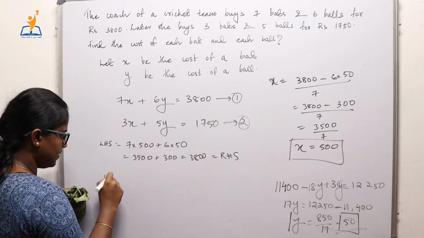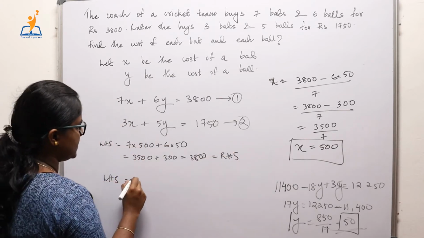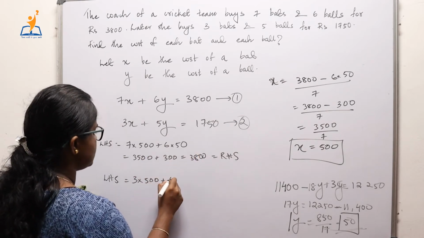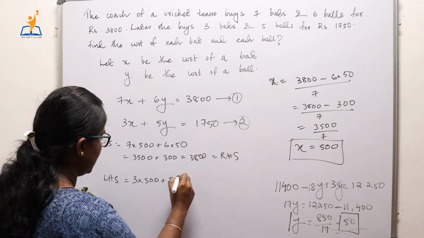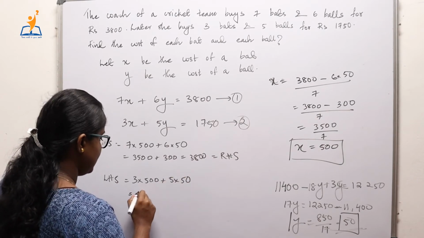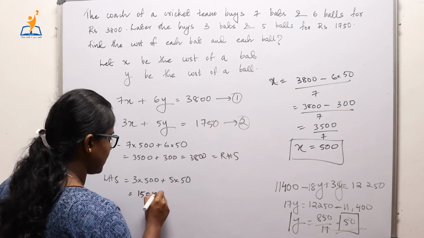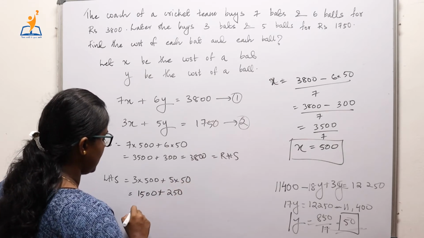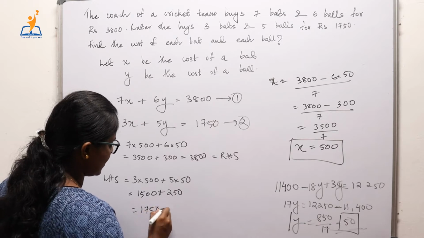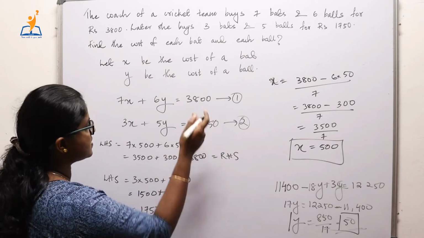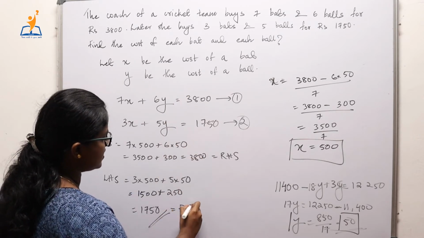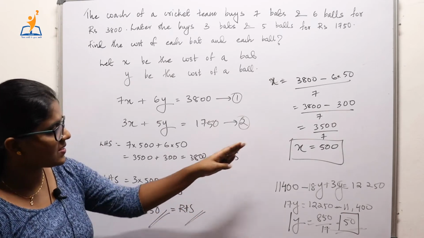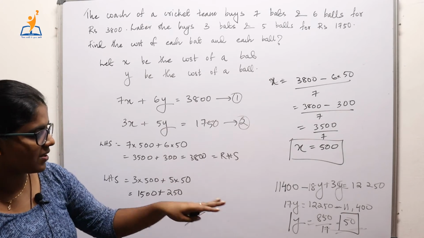Now checking this one, 3 into x is 500, plus 5 into y is 50. 3 into 500 is 1,500, plus 5 into 50 is 250, and we will get 1,750 as the sum, which is our RHS. So hence the verification part is over. So we got x is equal to 500 and y is equal to 50.